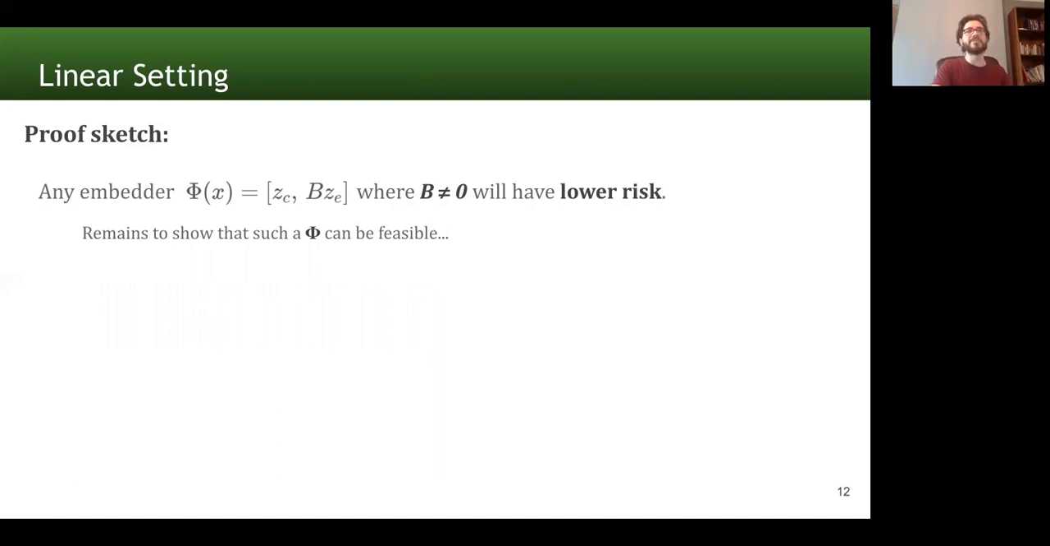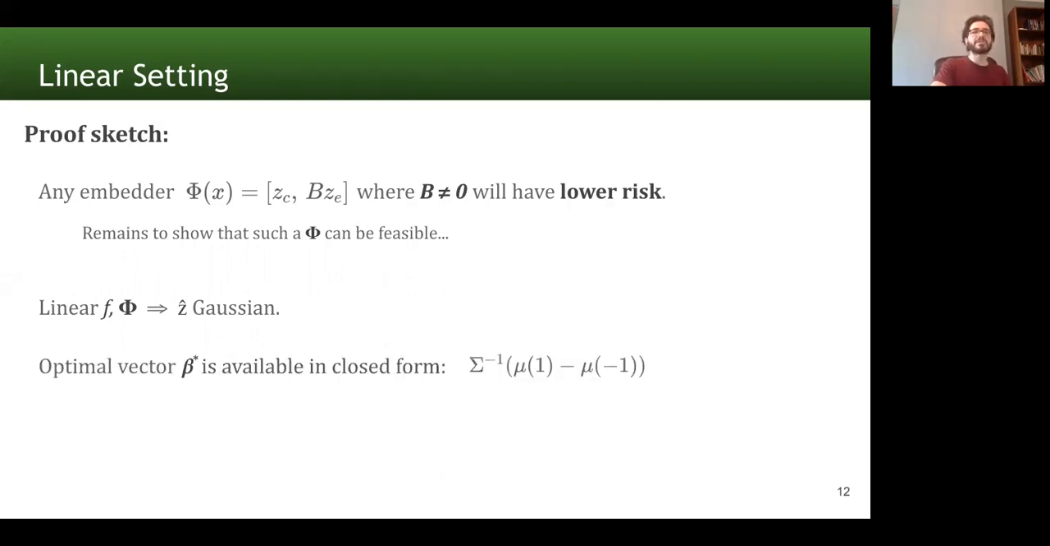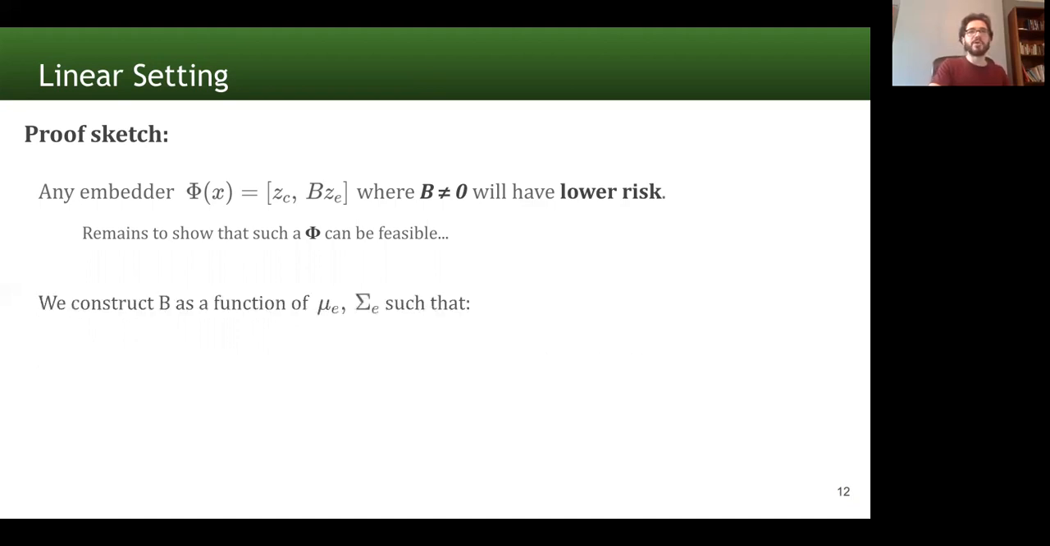So basically the proof here is to show that there exists a phi with B non-zero that will satisfy that constraint. We note that with F and phi as linear, the inferred latent distribution is Gaussian. And so the optimal vector on top of these learned features is available in closed form. In particular, this can be expressed as a function of B. So whatever B our phi induces, we can express the optimal vector on top of it as a function of B. The goal now is to construct a B which will be non-zero, but also have the same optimal predictor on top of all different environments.